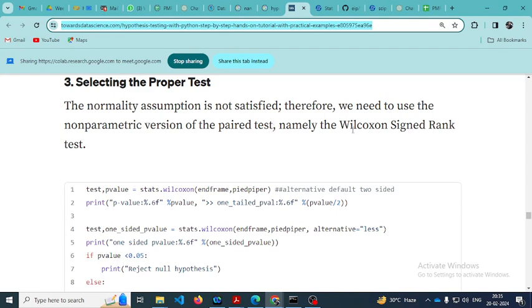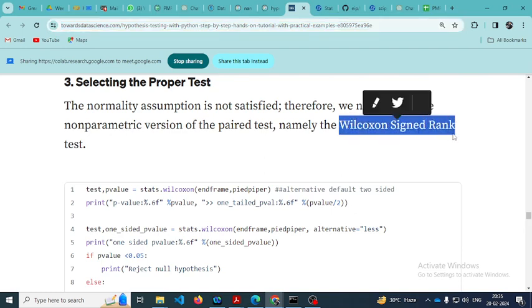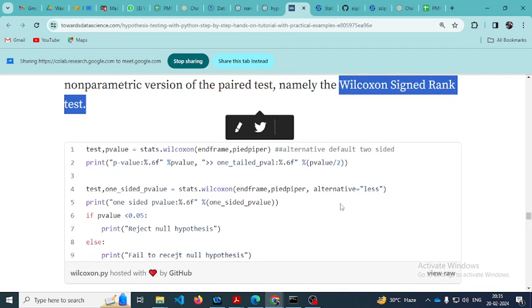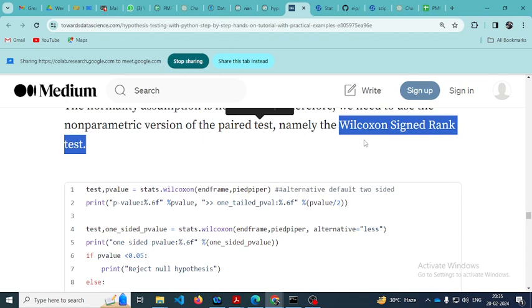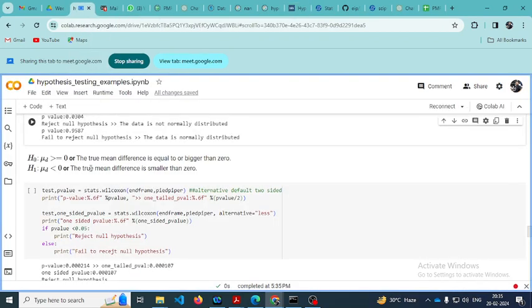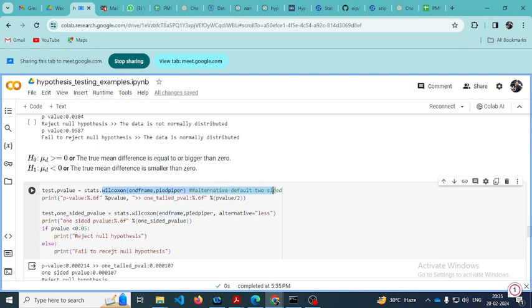Namely, the Wilcoxon signed rank is one of the tests. The Wilcoxon signed rank test is one of the tests whenever one kind of data is normally distributed and the other data is not normally distributed. You can go for further analysis. You can go for this Wilcoxon signed rank. You call that function from scikit-learn.